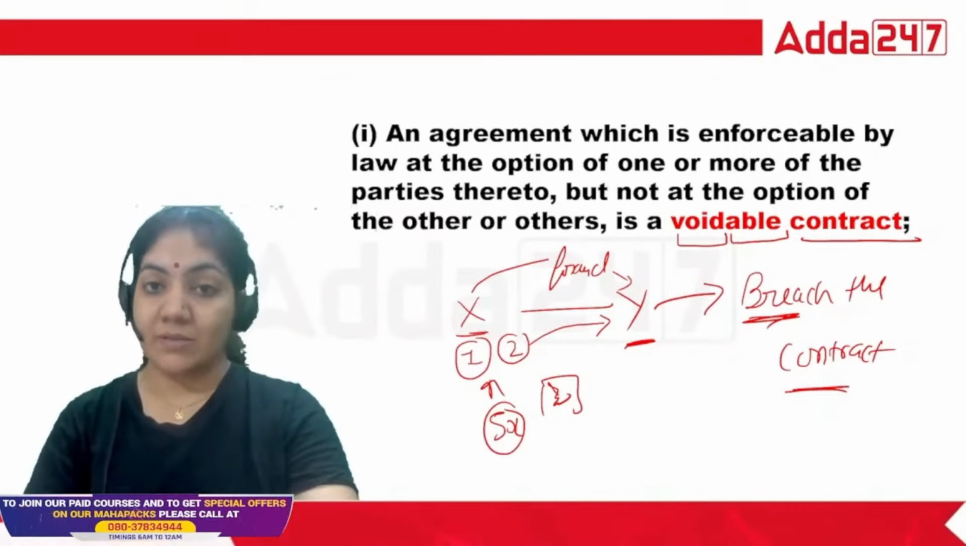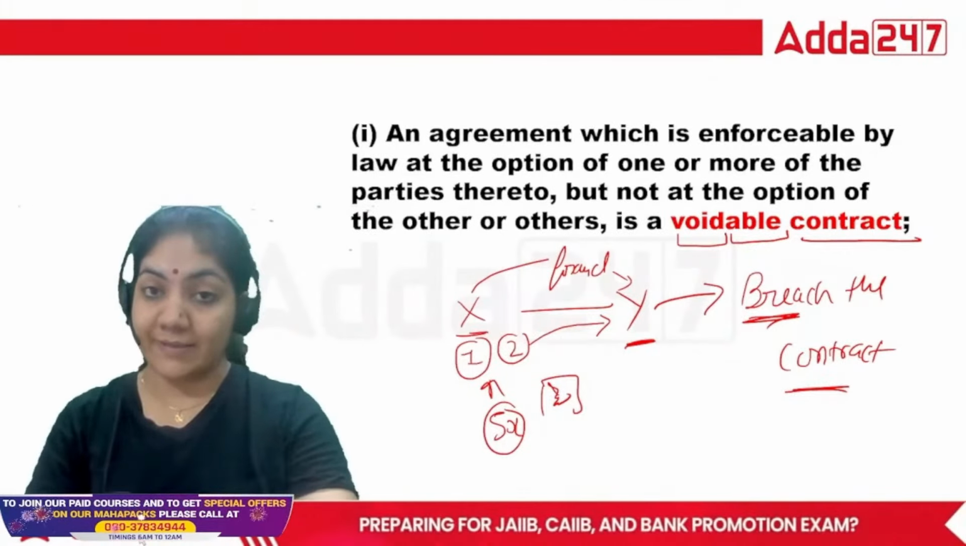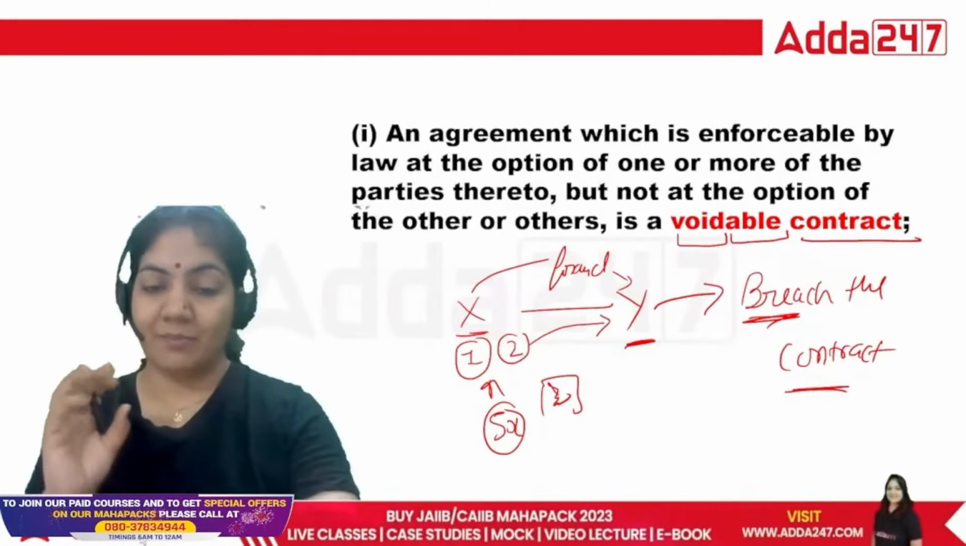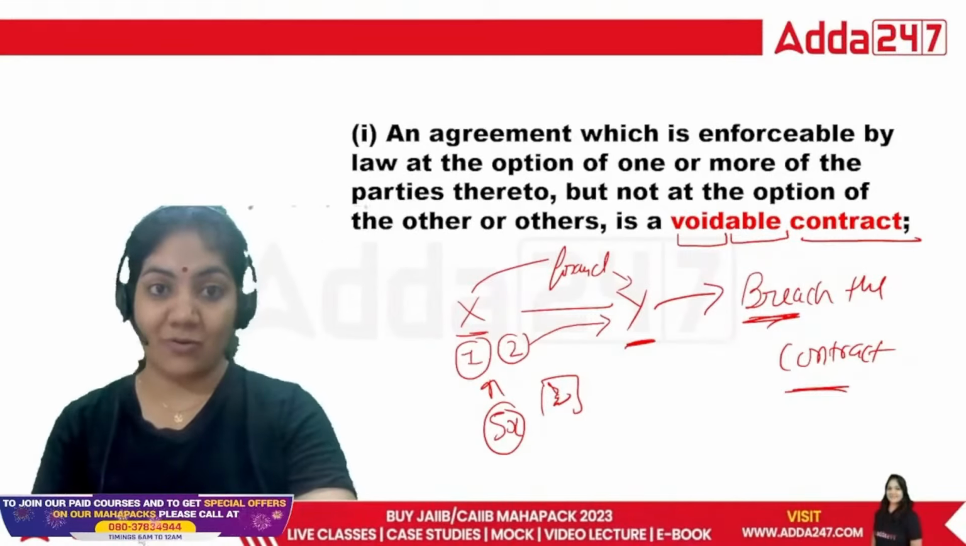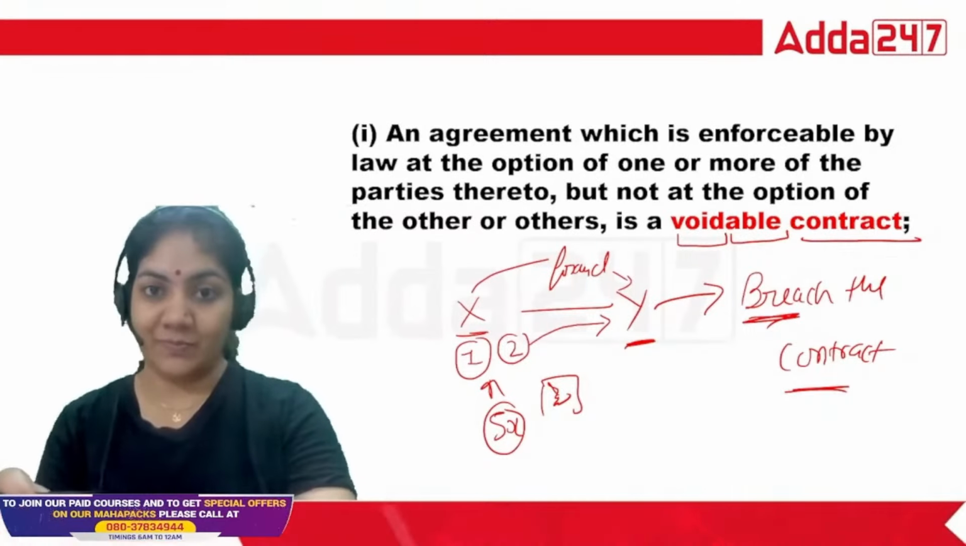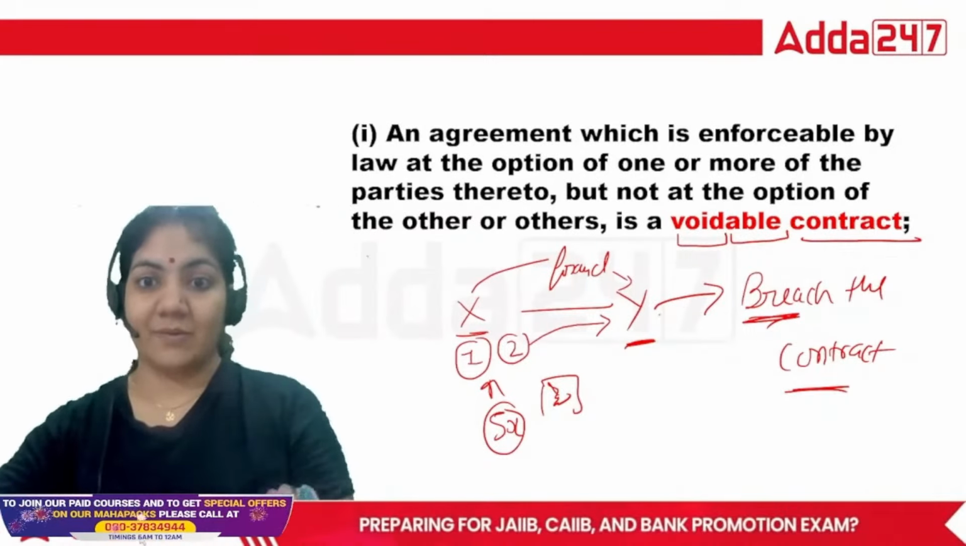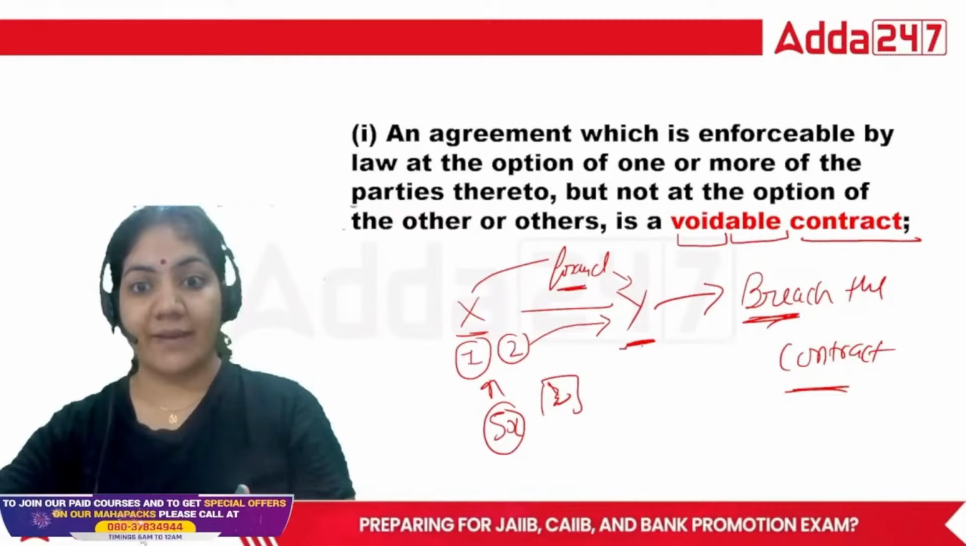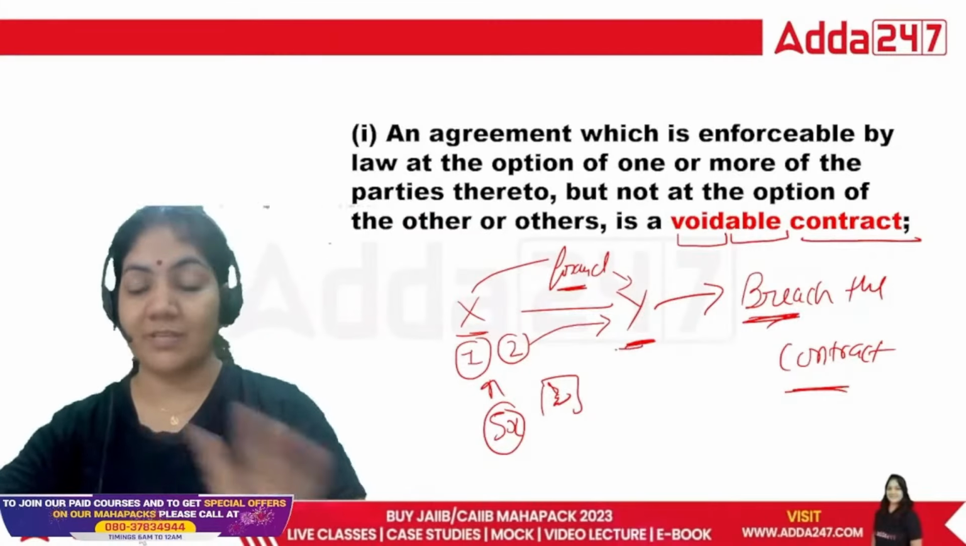X will not breach or violate the contract, but Y will, because X has done fraud. That's why Y now just wants to breach the contract.